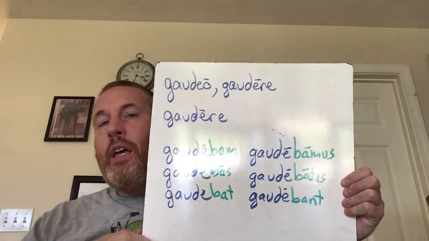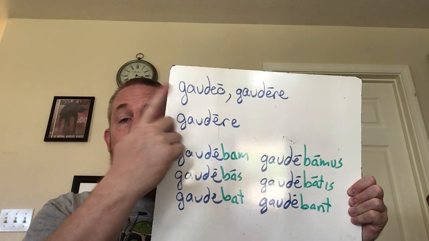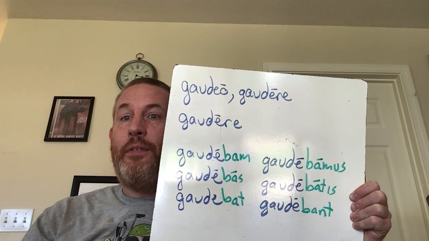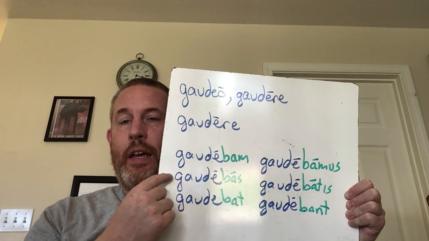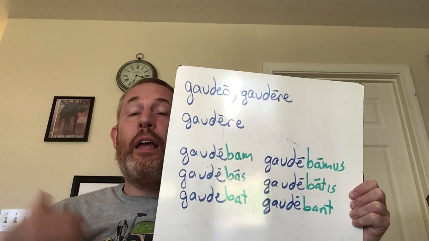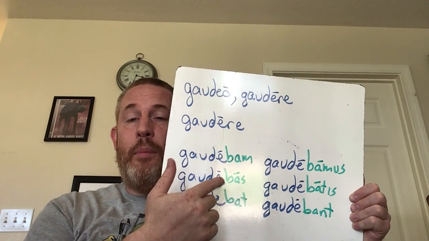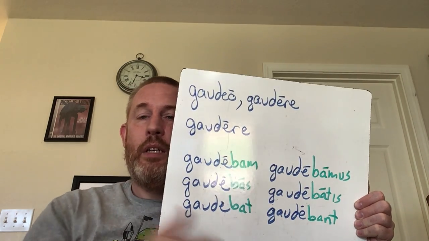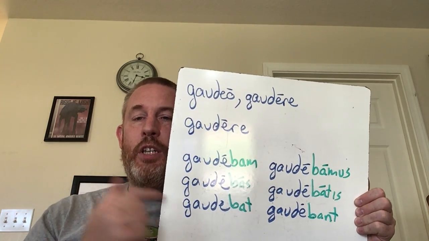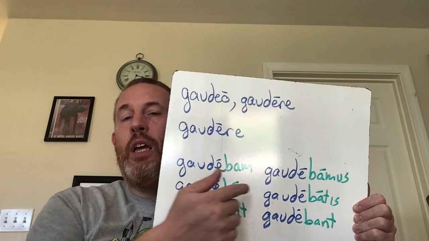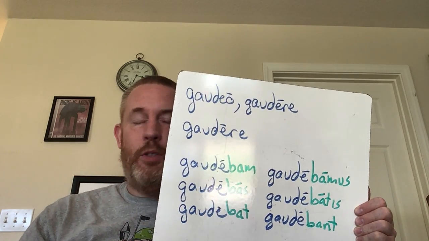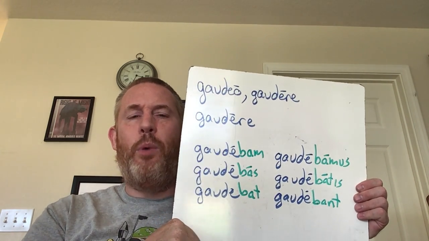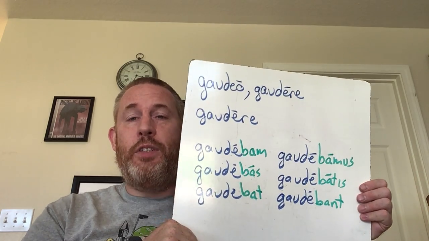So, gaudeo, gaudere. Step 1, take your infinitive. Step 2, oh, I forgot to write it down. Knock off the re, and then you've got your stem. Gaude, gaude, gaude. And step 3, add on bam, bas, bat, bamus, batis, bant. I was rejoicing, you were rejoicing, he, she, it was rejoicing, we were rejoicing, y'all were rejoicing, and they were rejoicing. This is why I don't say "was being glad," because it's just way too clunky, okay? But "I was rejoicing." So there you go.